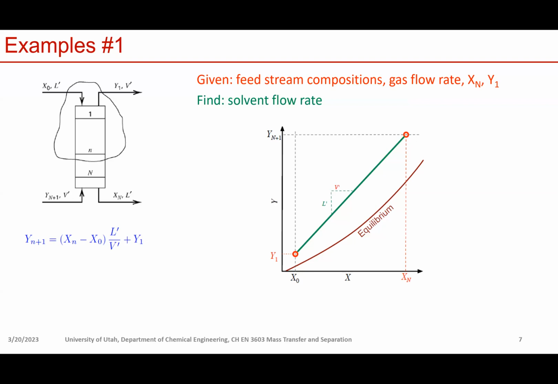That means, in this case, as long as you know these variables, you can figure out the solvent flow rate by plotting the operating line. We'll look at some other examples Wednesday. Let's stop here.